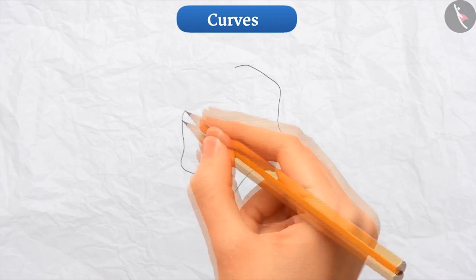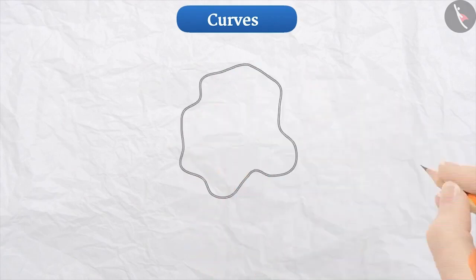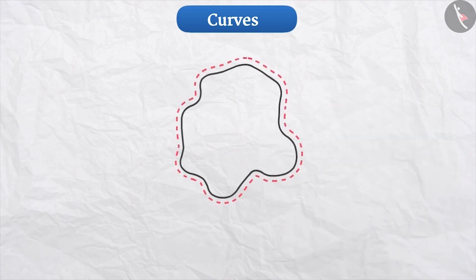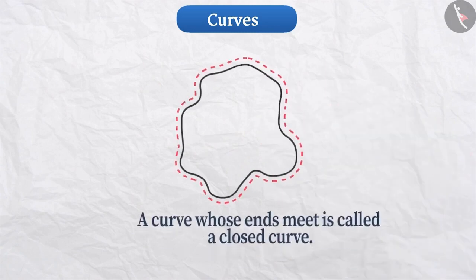Some curves start from a place and end in the same place. That means it doesn't have an initial point or a final point, which means that their ends are joined. Such curves whose ends are joined are called closed curves, just like the curves shown here.